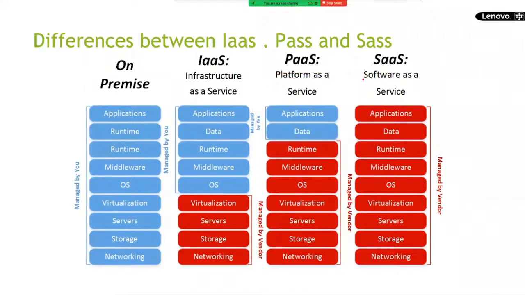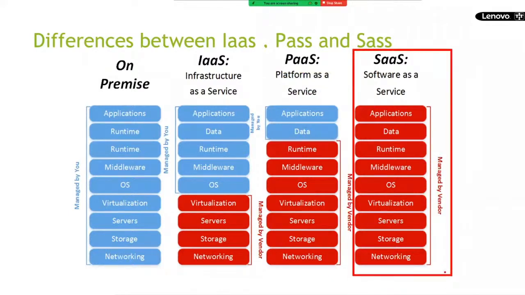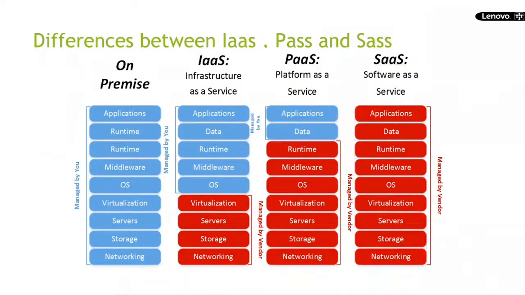Next, SaaS, software as a service. Everything is managed by the vendor. You just have to take care of how to use that service. Best real-time example, pizza. Pizza is ready-made. How to eat it depends on you. Maybe you can eat it using a fork, by hand, or using a spoon. That depends on you, but the pizza is ready-made. That is what software as a service is.